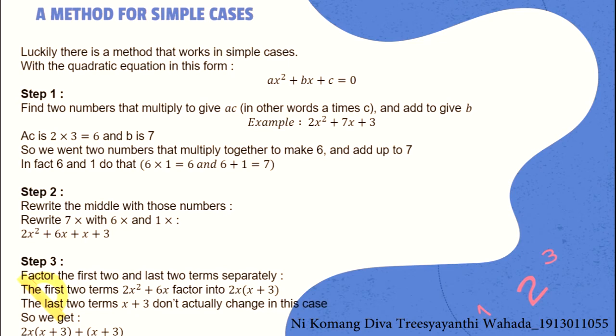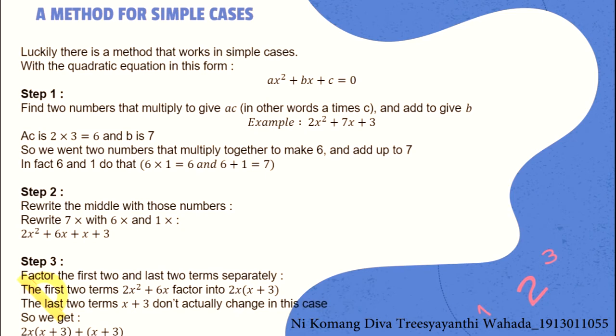Step 2. Rewrite the middle with those numbers. Rewrite 7x as 6x plus 1x, to get 2x squared plus 6x plus x plus 3. Next, step 3. Factor the first two and last two terms separately.